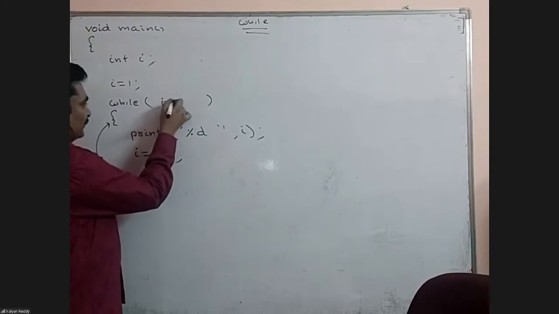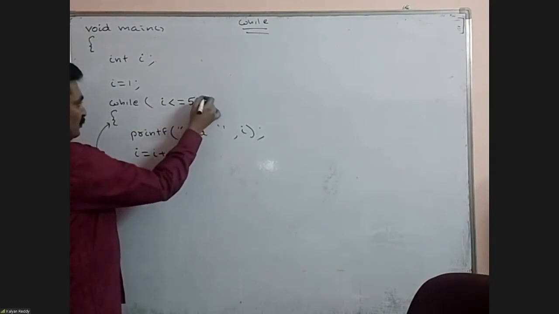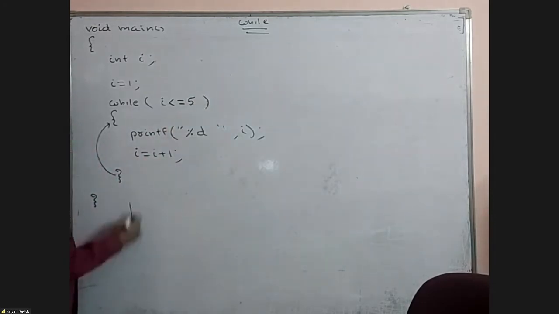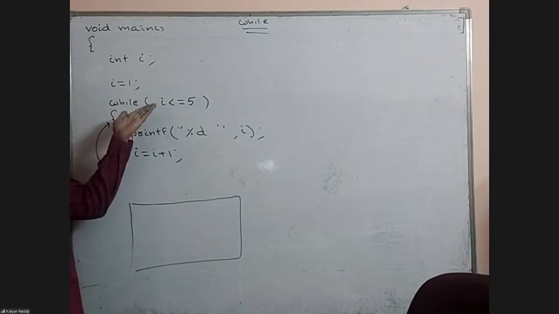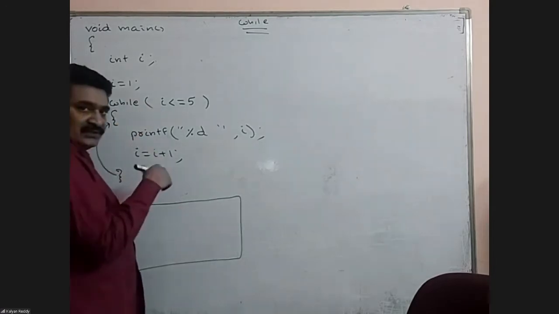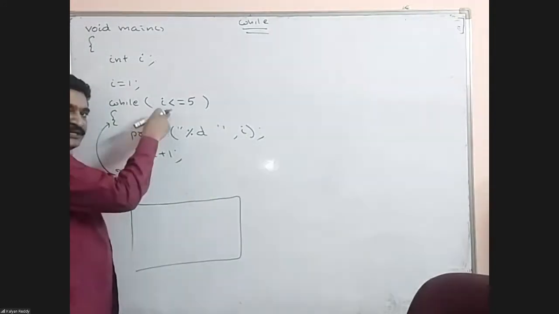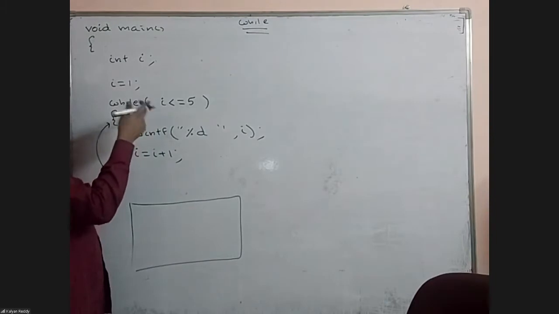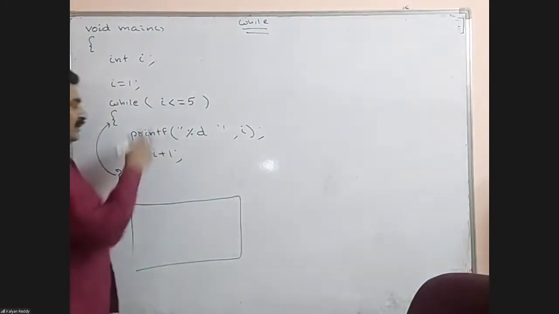Given the condition like this: I less than or equal to 5, parenthesis close, brackets close. Now for this code, output is 1 2 3 4 5. The loop repeats 5 times. Check this condition. If it is true, come inside, otherwise come outside. If it is true, execute everything. Once it reaches the end of the loop body, go up and check the condition once again. Still true, come inside. Go up, still true. Like that, keep on repeating until it is false.